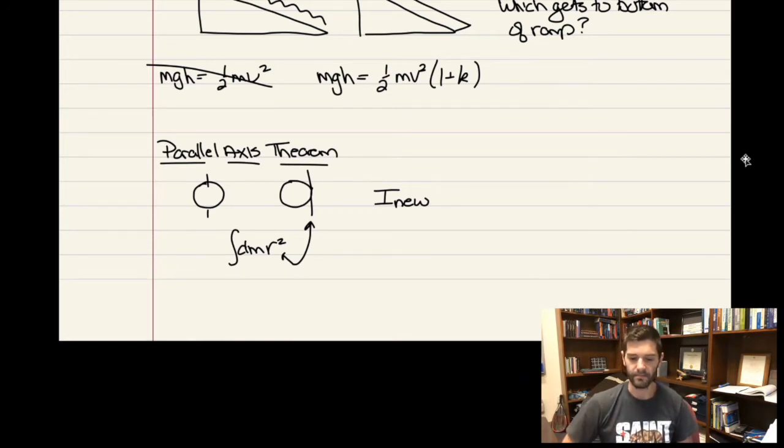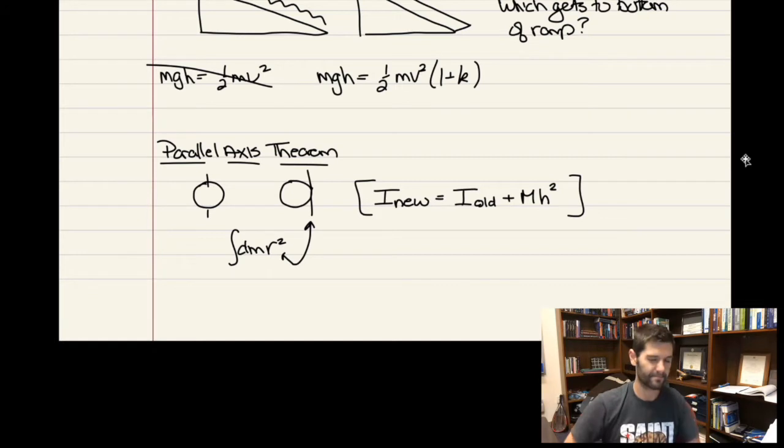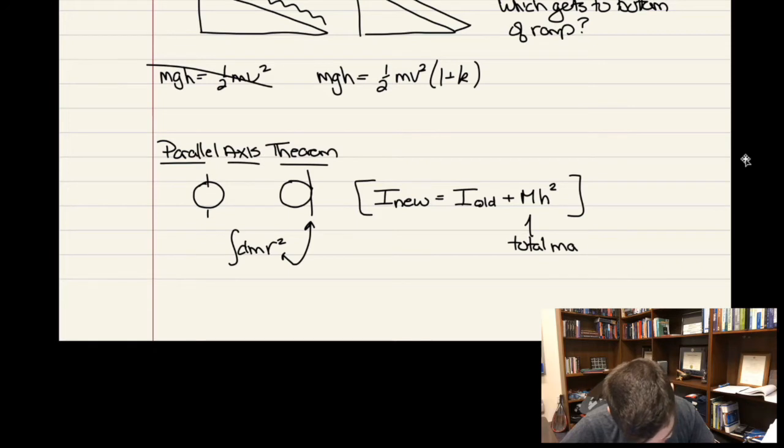Luckily, as your book shows, there is a trick that you can do where you can shift the rotation axis and as a result immediately derive the new rotational inertia without having to do the new integral all over again. And so this is the parallel axis theorem, where I can calculate my new rotational inertia based off my old rotational inertia if I just simply add to it the total mass multiplied by the distance of the shift squared.